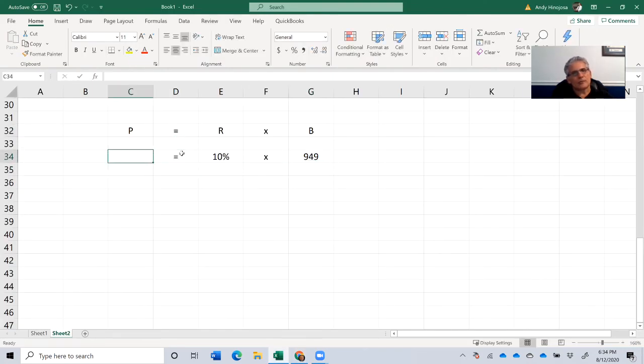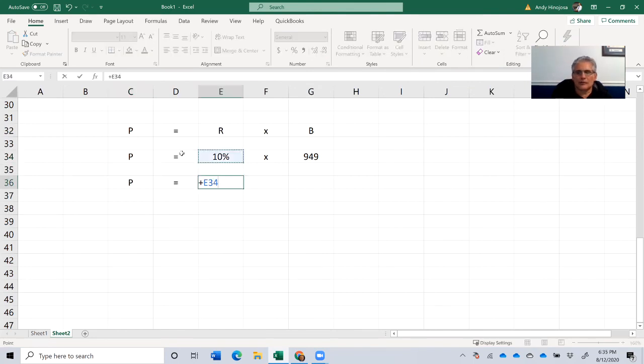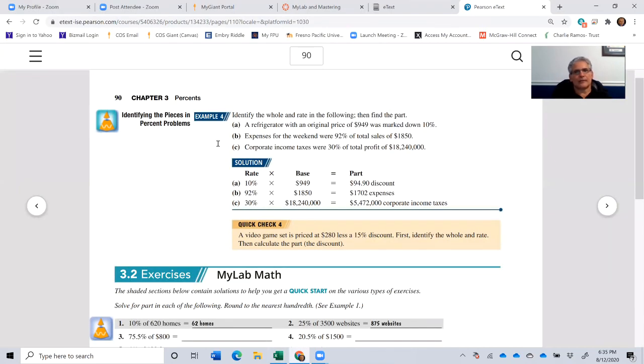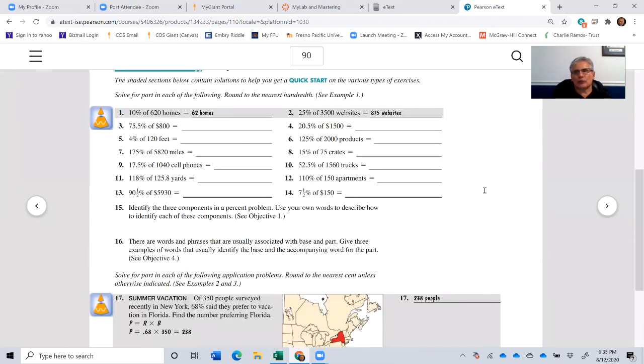So what does the part equal? The part is equal to 10% multiplied by 949, which is 94.9. That was the discount. Sure, you can figure out B and C. So you are good to go.